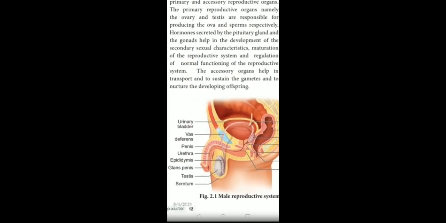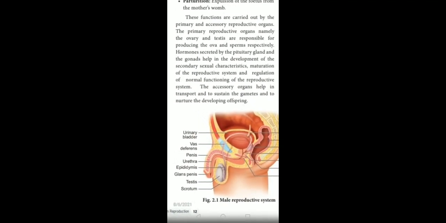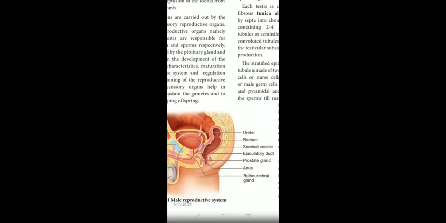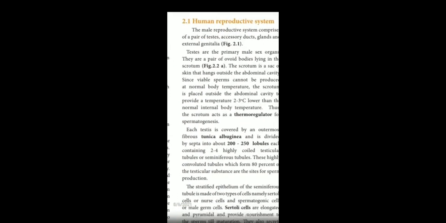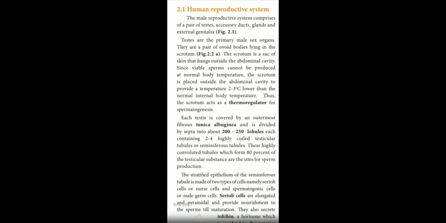The picture you are seeing is the male reproductive system. You can go through this in your textbook. The male reproductive system comprises a pair of testes, accessory ducts, glands, and external genitalia. External genitalia means the reproductive parts, the reproductive tract.